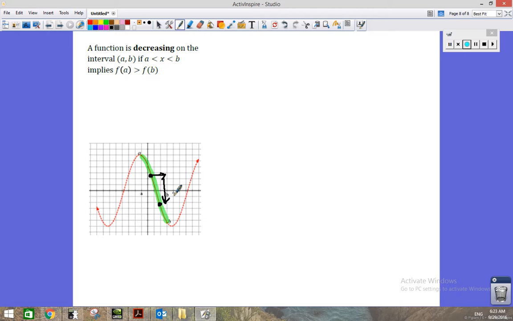To relate it to something that you already know, think of it in terms of the slope of a line passing through these 2 endpoints, A and B. You have your rise is negative, your run is positive. That's a negative slope. The function is decreasing.